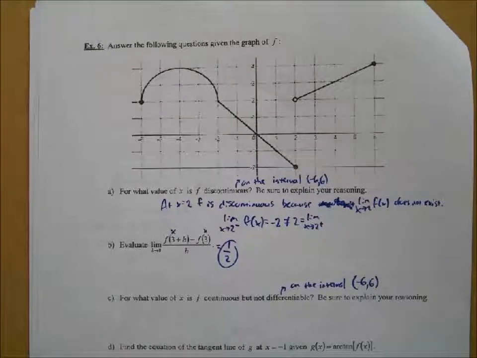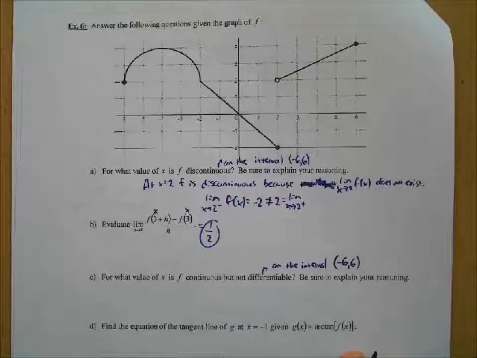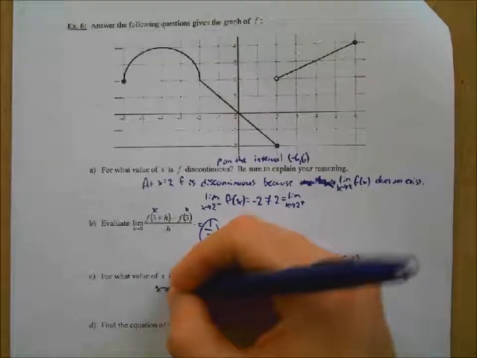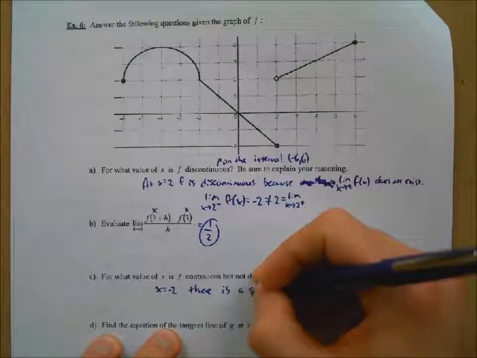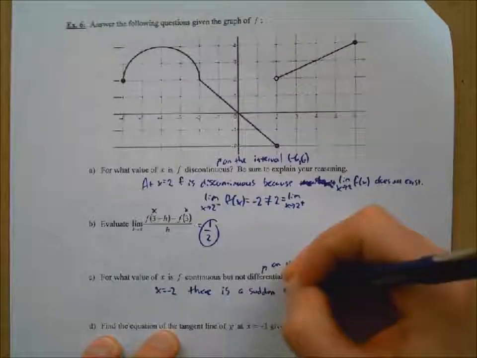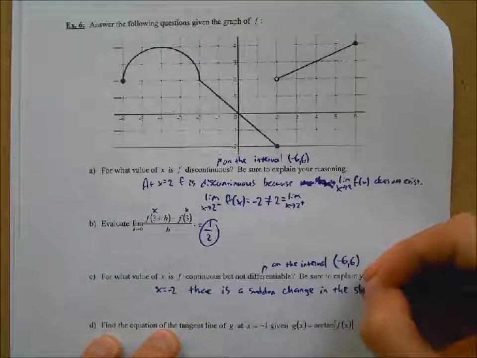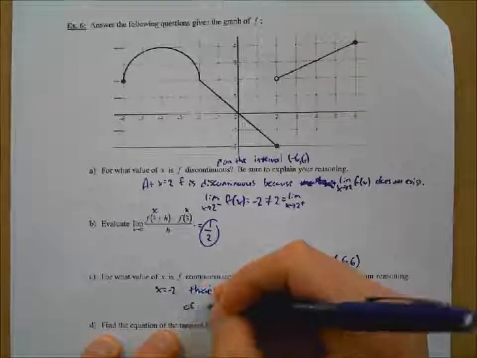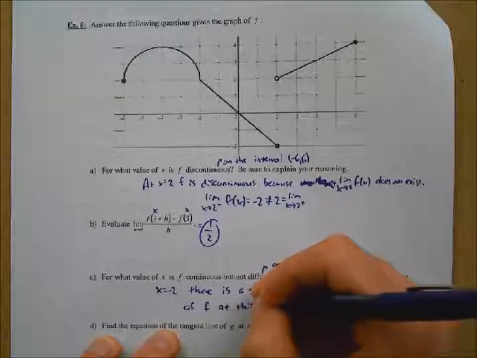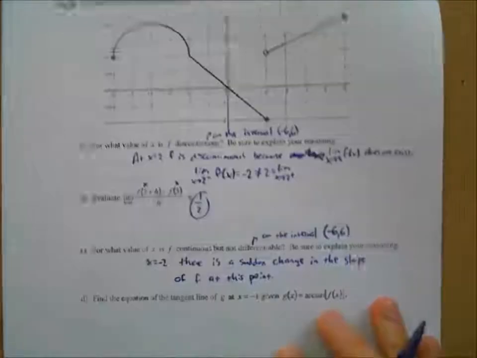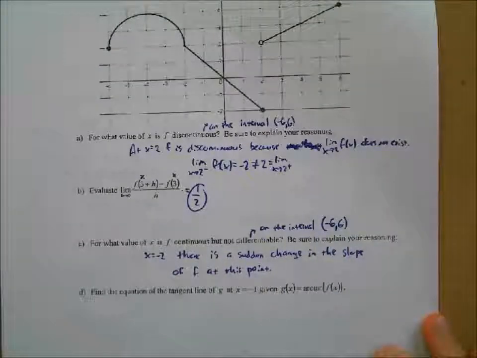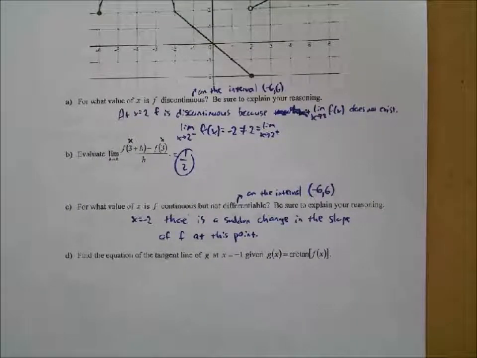Let's go to Mario. Mario, for letter C, for what value of x is f continuous but not differentiable? And then explain how you know. Is that x equals -2? X equals -2, because there's an immediate slope change. Yes, okay, there's a sudden change in the slope of the function f, I'll say, at this point. Okay, sudden change in the slope of the function at this point.